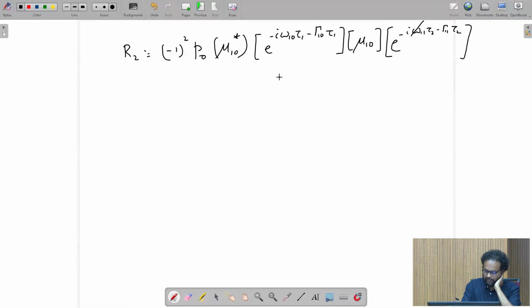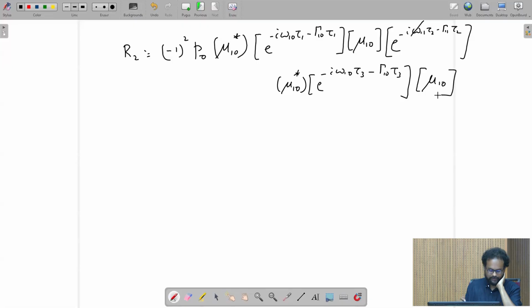And finally, you also have another bra excitation, that will be mu 1 0 prime, e power minus i omega 1 0 tau 3 minus gamma 1 0 tau 3, because you're projecting population onto a 1 0 coherence. And finally, after all the interactions, you multiply with another dipole and then take the trace, which is what we did. Right, so we should be able to write this out very nicely.